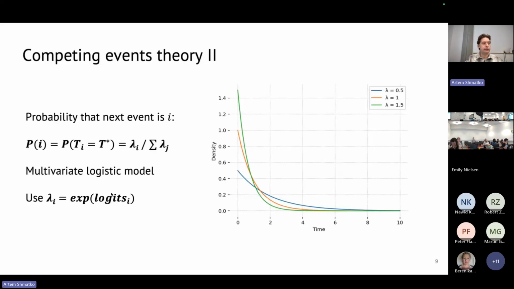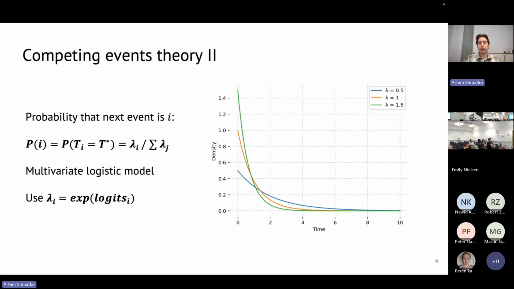That was the answer to the question of when the next disease would happen, but we also can use the same mathematical formulation to estimate what exactly happens. So the probability of the next event being the event I, for example, is just this fraction between the rate of this particular event divided by the sum of rates for all events. And this will be the answer to the question, what happens?